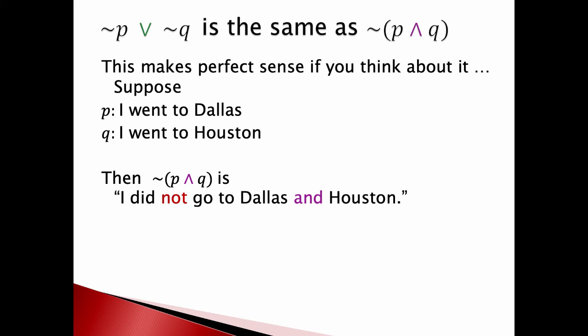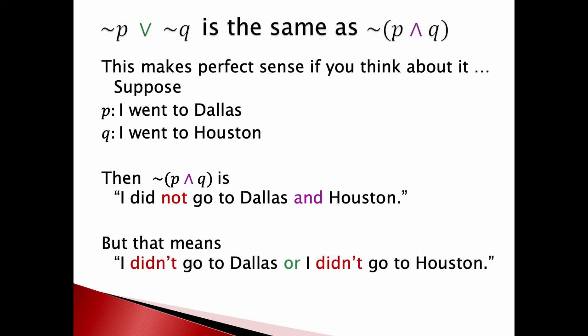So how does it work out? How do you make that happen, that you did not go to Dallas and Houston? Well, of course, what that really means is I didn't go to Dallas, or I didn't go to Houston, or possibly I didn't go to either one. But that's exactly what it means to have an or: not P or not Q. So this is exactly common sense English language stuff when you write out a simple example that doesn't involve numbers. It's easy to see why this should work.